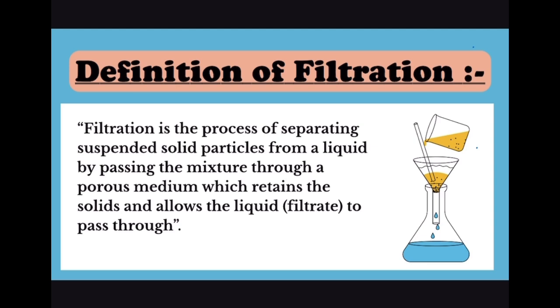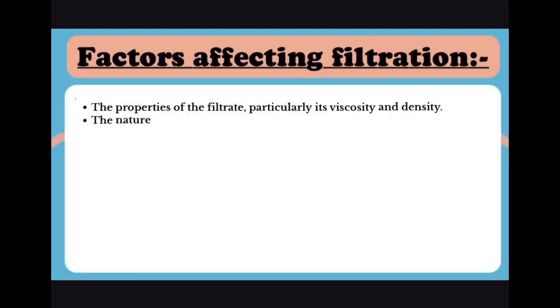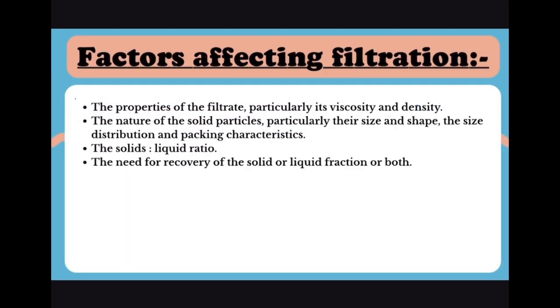Now let us see the factors affecting the filtration. The efficiency and speed of the filtration depends on several important factors which must be considered while designing or selecting a filtration process. First, the property of the filtrate, particularly its viscosity and density. It plays an important role in determining the rate of filtration. Liquids with higher viscosity flow more slowly through the filter medium, resulting in reduced filtration speed.